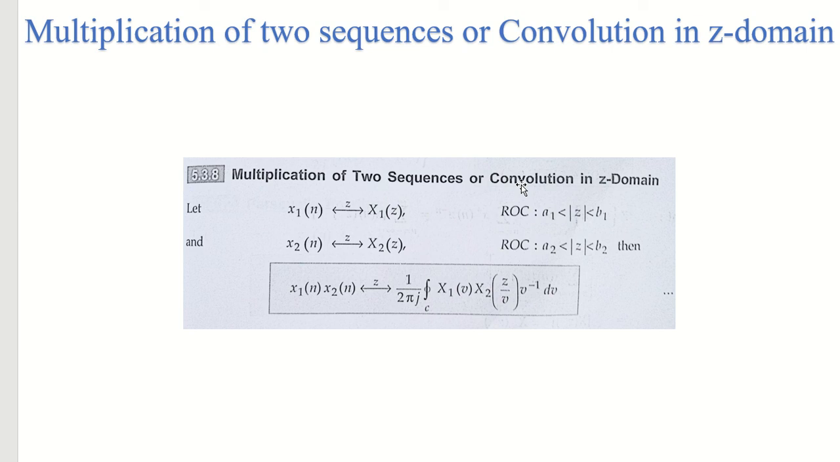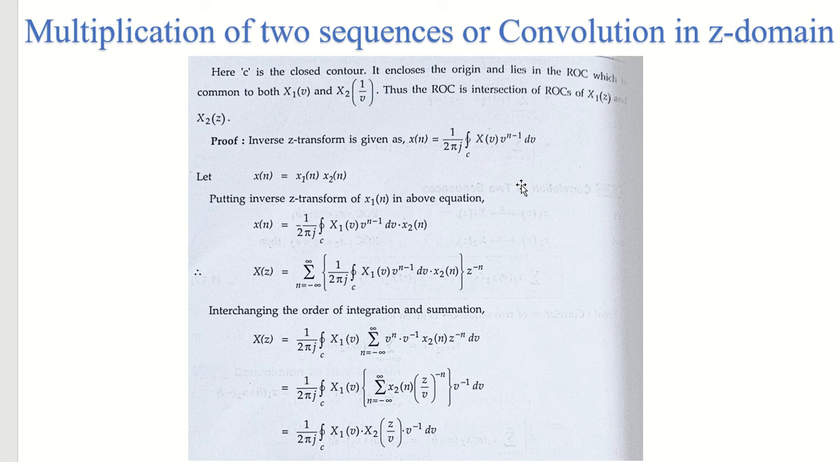Please note here, I'm not talking about the convolution, I'm talking about multiplication of two signals, the multiplication of x1 of n and x2 of n. The z transform of multiplication of both of these signals will be 1 by 2 pi j closed integral X1 of v, X2 of z divided by v into v inverse into dv. A little bit of complexity here, but let me solve it for you.